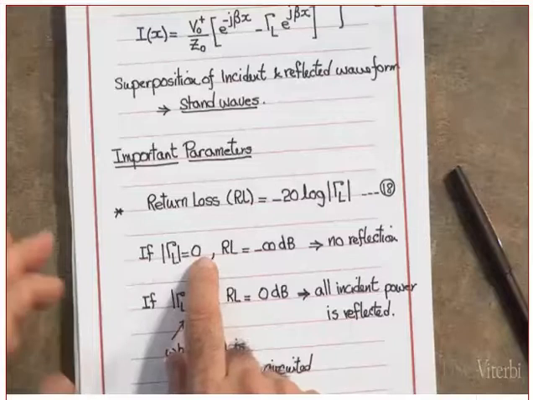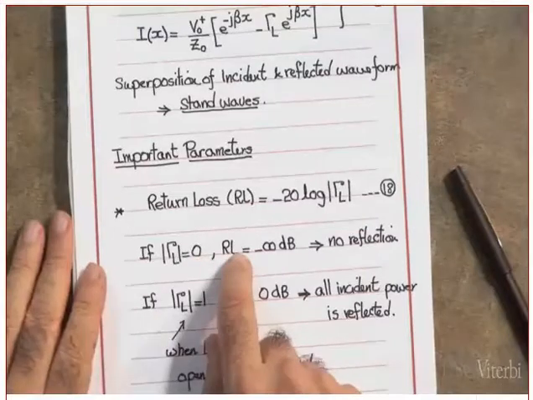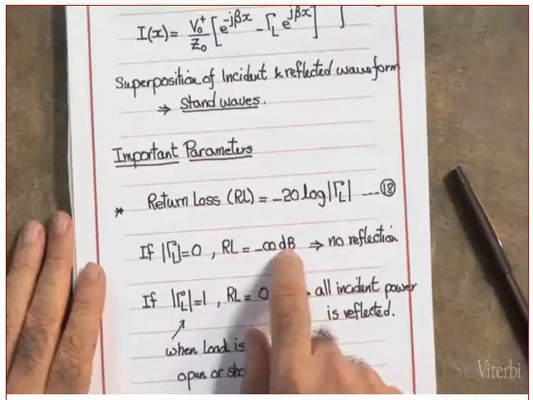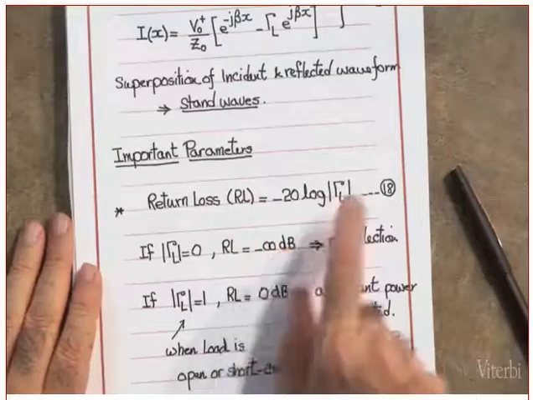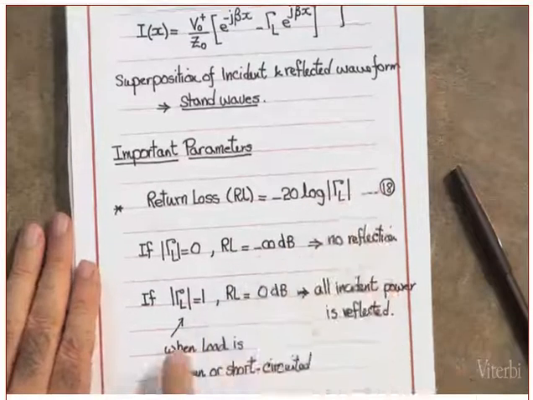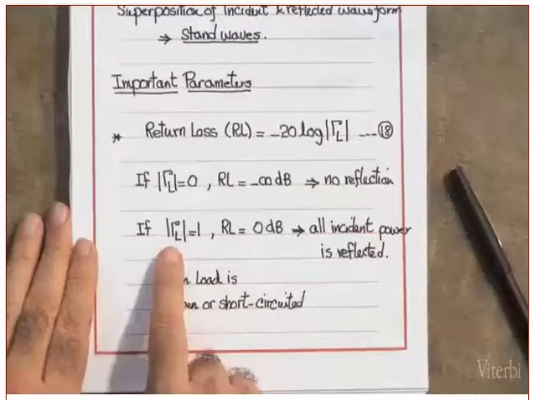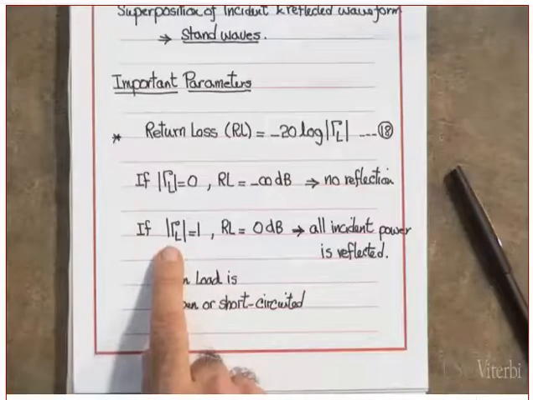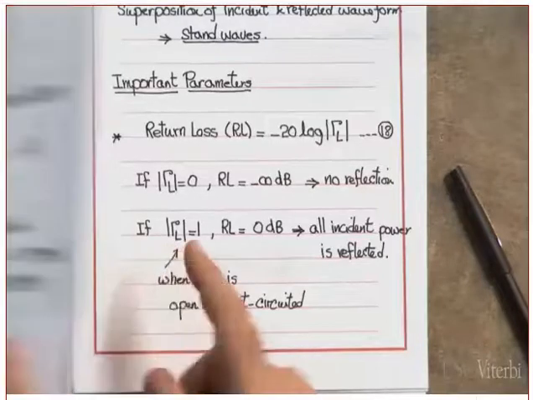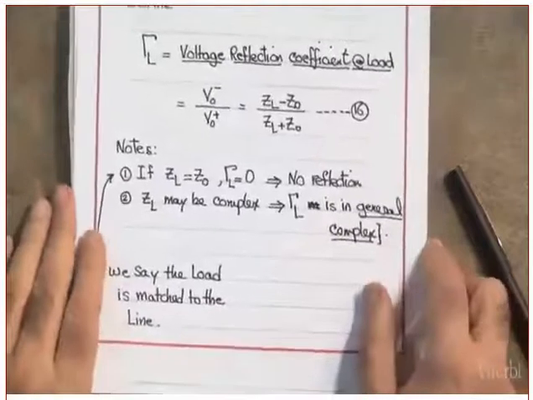No reflection. It's a matching case. What is the RL? The return loss. Minus infinity dB. Are you following me? Minus infinity dB is what? Minus 20 log of 0. When the absolute value of gamma L is equal to what? 1. Let's go back to the gamma L.